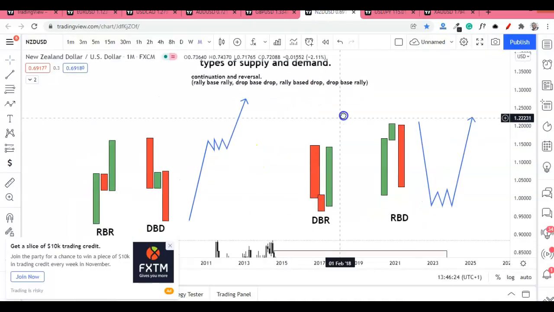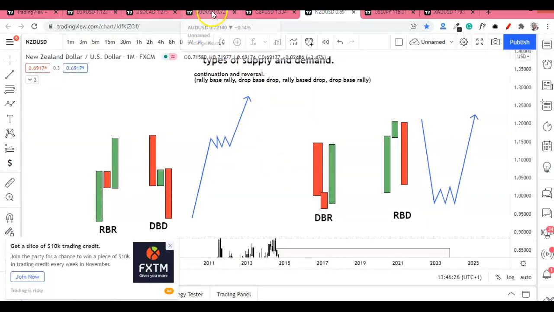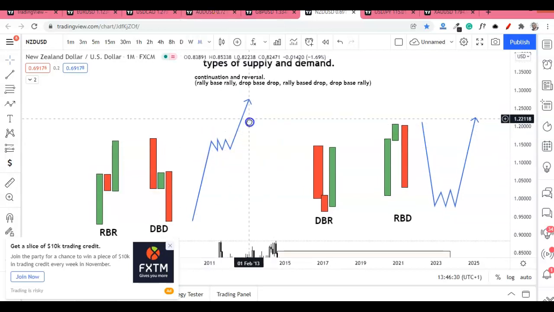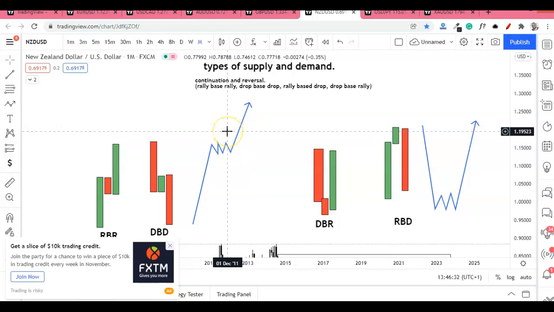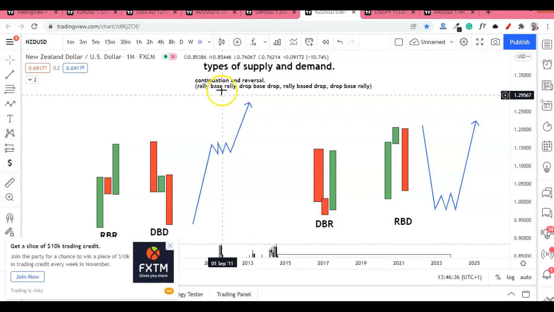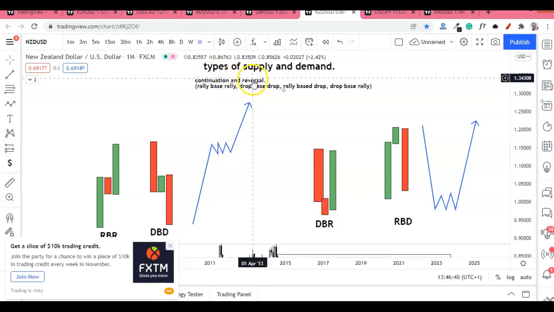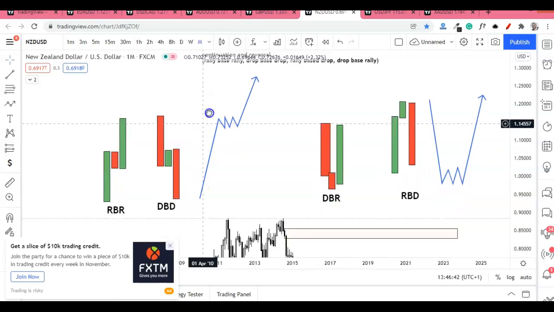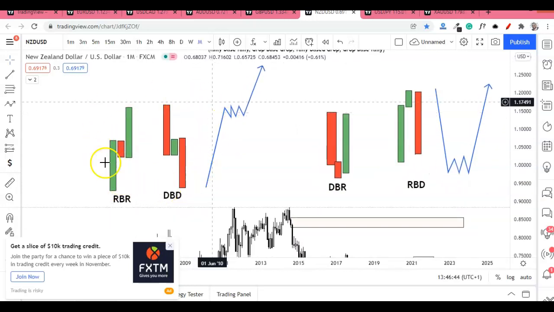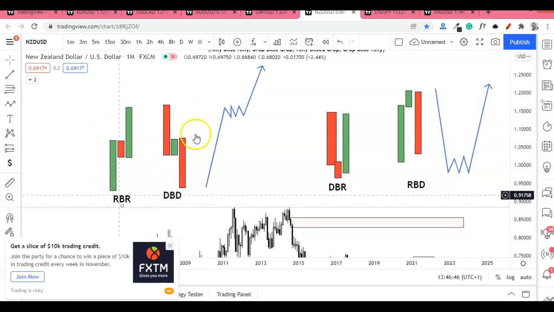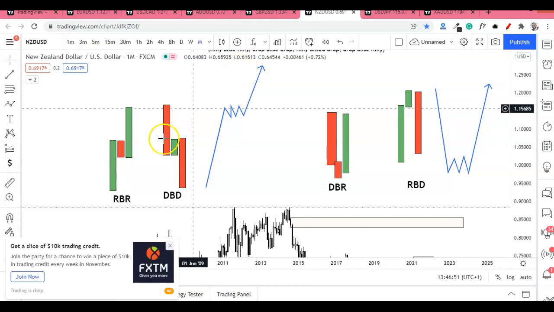Now, types of supply and demand. We have different types of supply and demand zones or patterns. We can divide them into two: the continuation and the reversal pattern. If you're a trend follower, you'll be looking for this pattern so that you can jump back into the trend and ride the wave upward or downward.